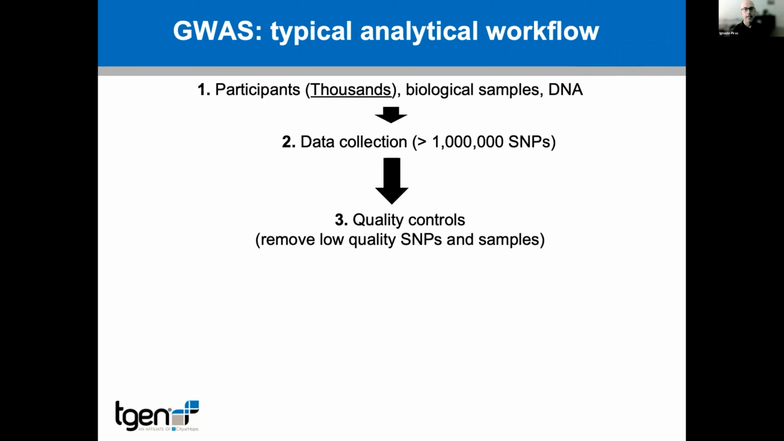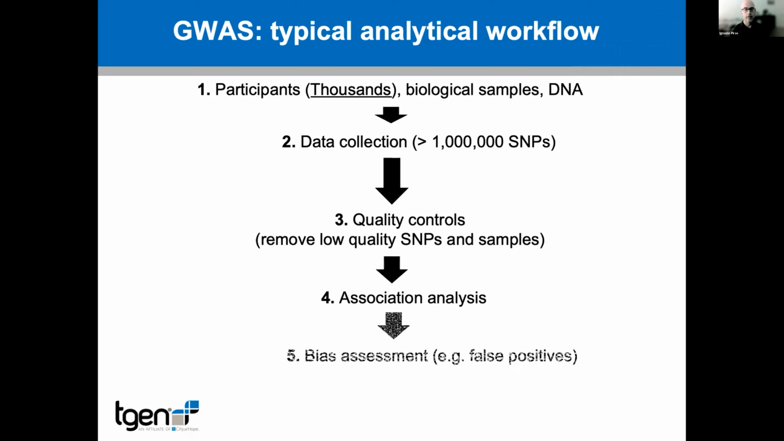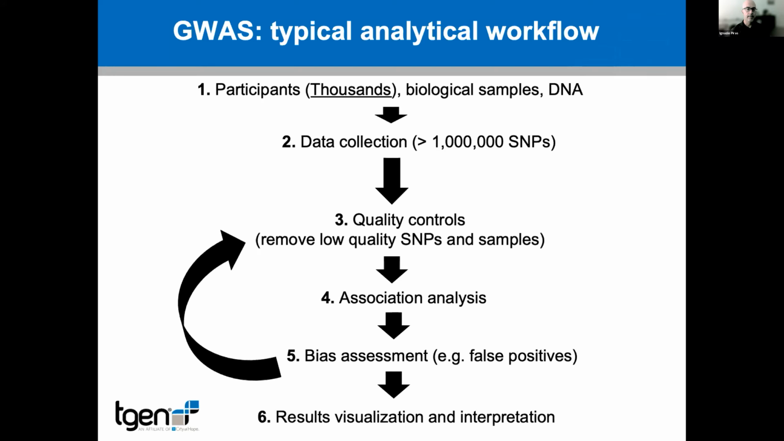We collect the data, and then an important step is quality control. We need to remove low quality SNPs and samples in order to decrease the chance of false negatives and false positives. And then we run the association analysis, usually with regression methods. Finally, there is step 5, which is also quite important because we need to check whether our results are reliable. If they are not, we need to go back to the quality control step and maybe remove additional SNPs or samples, or check the data collection step. If everything is fine, we can visualize and interpret the results, basically assigning the significant genes we found to some biological pathway.